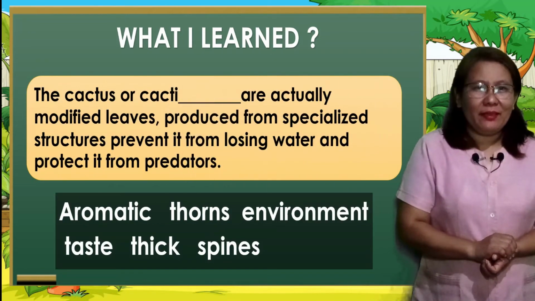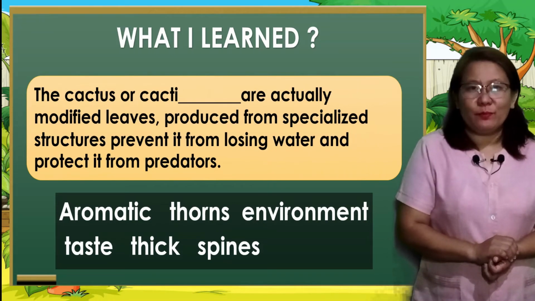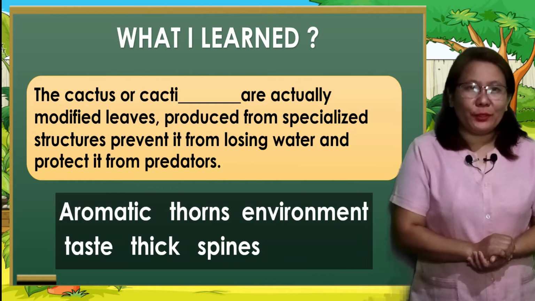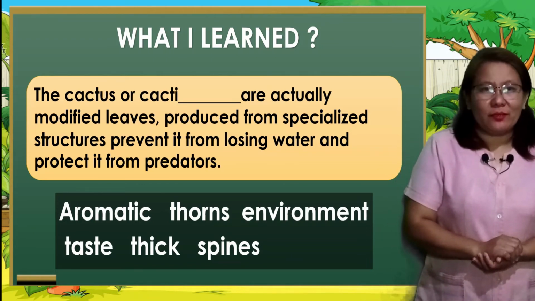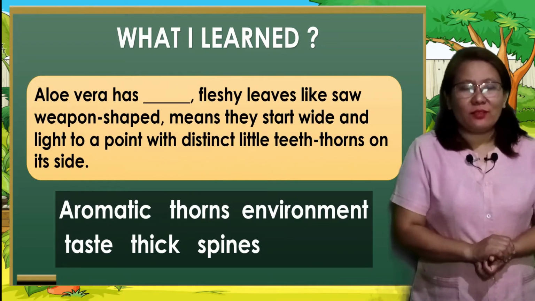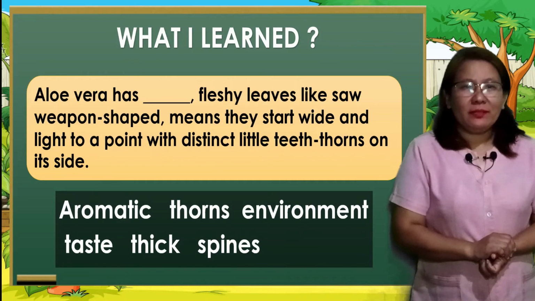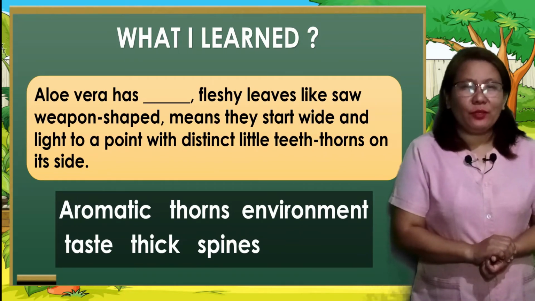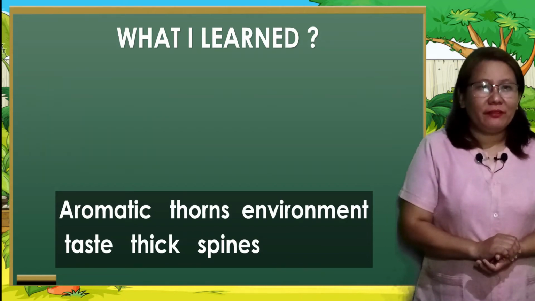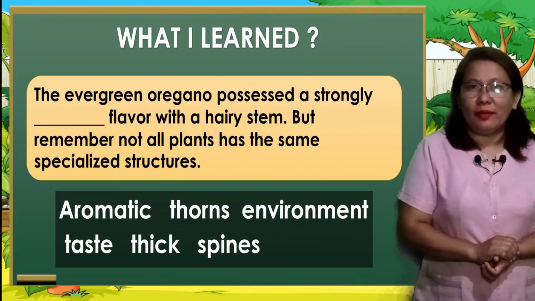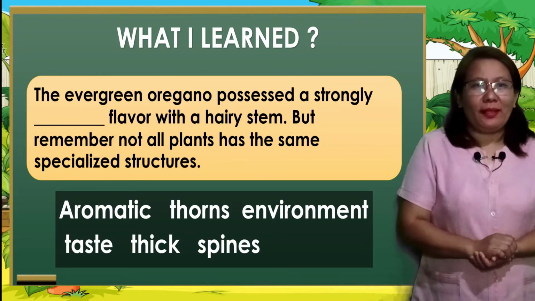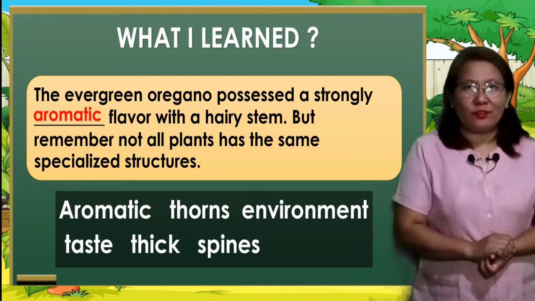The cactus or cacti have spines, which are actually modified leaves produced from specialized structures to prevent water loss and protect it from predators, while aloe vera has blank, fleshy leaves shaped like saw weapons, meaning they start wide and light to a point with distinct little teeth on its side. The evergreen oregano possesses a strongly pungent flavor with a hairy stem. But remember, not all plants have specialized structures.